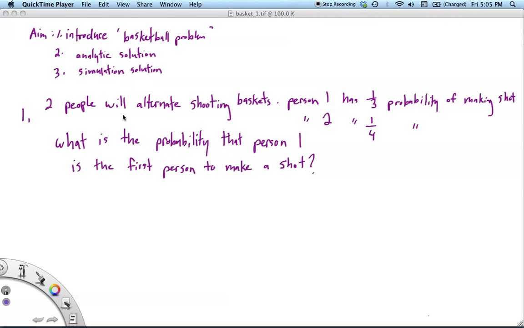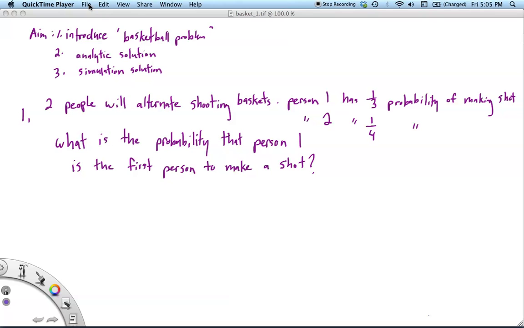It's known somehow that person 1 has a 1/3 probability of making their shot, and person 2 has a 1/4 probability of making their shot. And these probabilities are with us for the entire problem. They don't change, and an important thing to note is that person 1 making a basket doesn't depend on anything that's happened with person 2, and vice versa. So these are considered independent probabilities. The question is, what is the probability that person 1 is going to be the first person to make their shot?